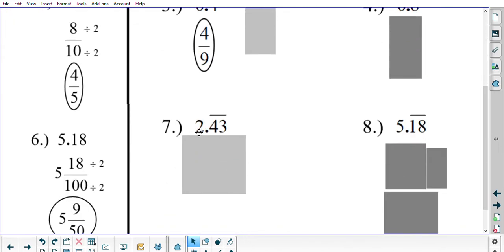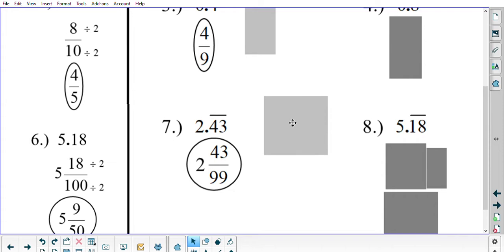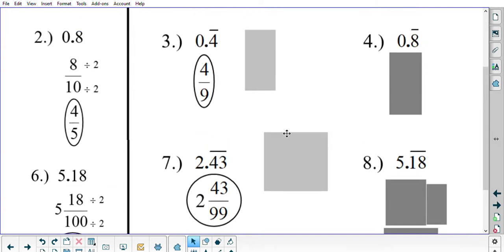Likewise, 2.43 repeating is 2 and 43/99. So what am I doing here? Here's the trick. It's a really easy trick. The number of digits that repeat are the number of nines that you put in the denominator. So like on number 7, there's 2 digits repeating. So instead of going over just 9, it goes over 99.